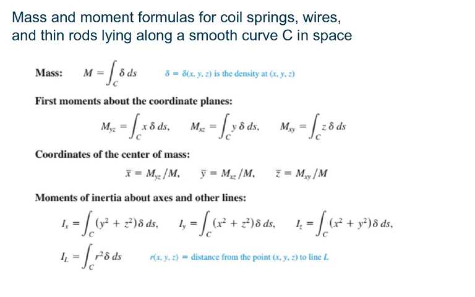In this video, we're going to talk about the mass and moment formulas for coil springs, wires, and thin rods, which may lie along this smooth curve C in space. We previously defined all of these. We used triple integrals across a solid D in order to calculate them.